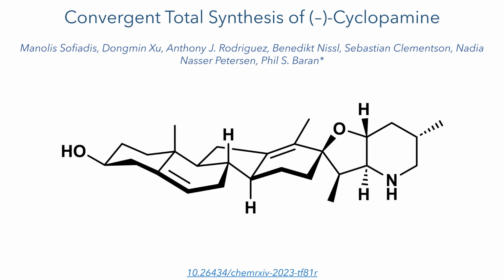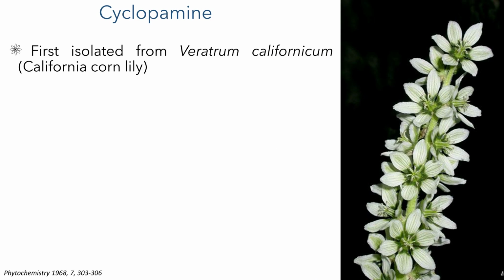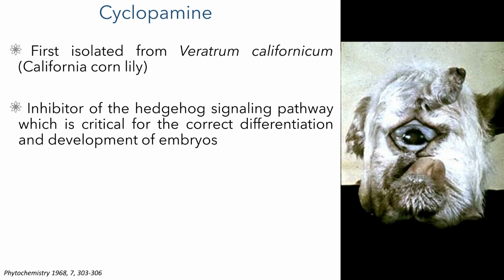This work was carried out by the Baran group and was uploaded to ChemRxiv in August of 2023. Cyclopamine was first isolated from Veratrum californicum, more commonly known as the California corn lily. It is an inhibitor of the hedgehog signaling pathway, which is critical for the correct differentiation and development of embryos.